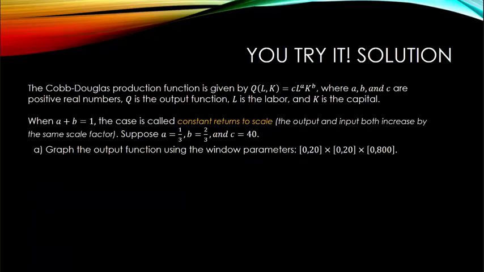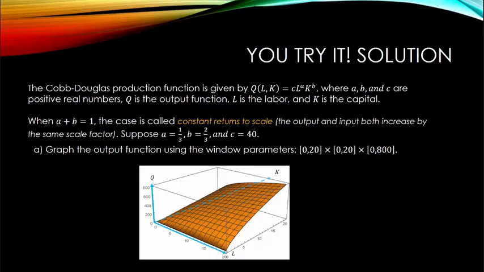The first thing I want to do with this Cobb-Douglas production formula is graph the output function using the window parameters of 0 to 20 in X, 0 to 20 in Y, and 0 to 800 in Z. When I do that, I get a surface that is increasing in Q as both L and K increase.